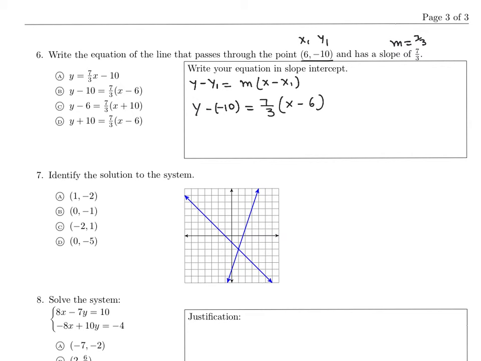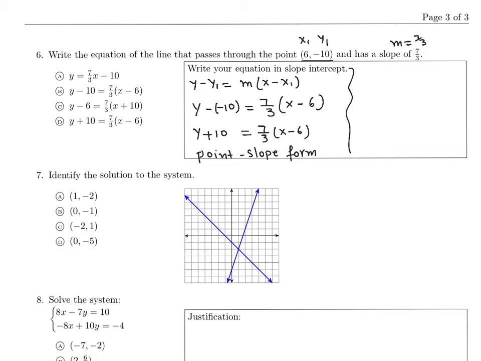So what you get is y plus 10 equals 7 over 3 x minus 6. This form of line, or this form of writing, is called point slope form. So this is point slope form, but we want the answer in the slope intercept form.